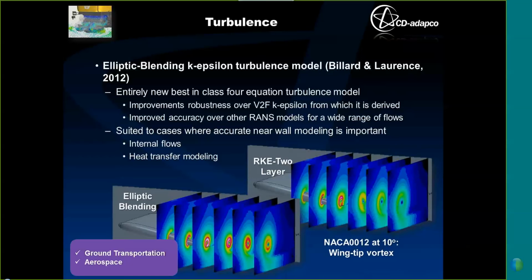So this elliptic blending model has the same benefits, but it's far more stable. It accurately models near-wall anisotropy, despite being a relatively cheap eddy viscosity model, and it's valid in both the low Reynolds number boundary layer and also the high Reynolds number bulk flow. The example here you can see is a wingtip vortex, which dissipates prematurely with RKE2 layer, but is well predicted by the elliptic blending.